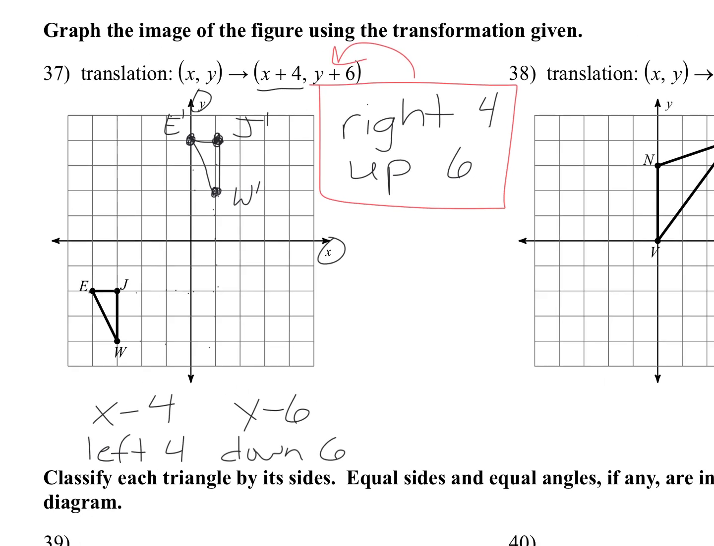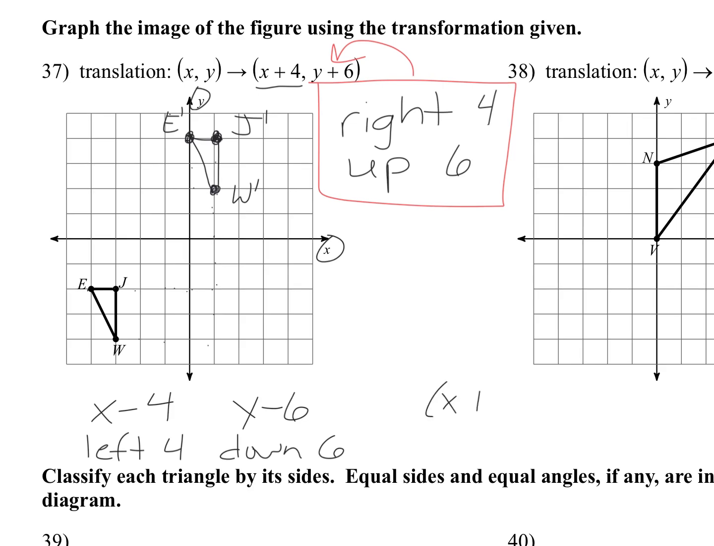Another thing I want to talk about: what if it had x plus 4 and then y? What's happening to our x? It's just moving forward. It doesn't move any y. Right 4, and then your y, nothing's happening, so y stays the same. I'm just going to put same y.